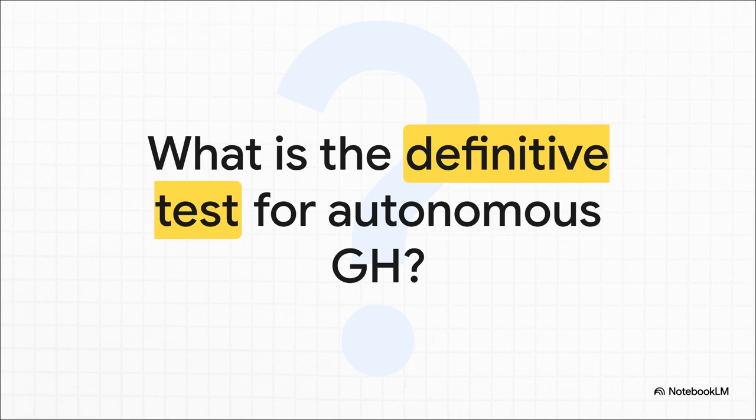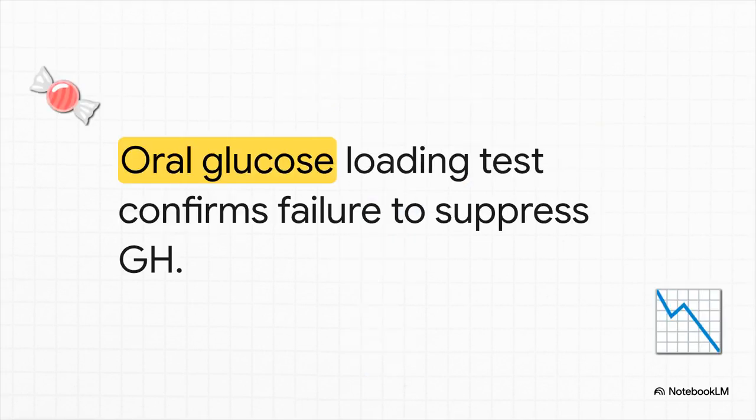Okay, so your screening tests come back highly elevated. But as excellent diagnosticians, you know we need to definitively prove that the pituitary tumor is acting autonomously, just completely ignoring the body's normal regulatory brakes. What is the definitive dynamic diagnostic test for autonomous GH production? It is the oral glucose loading test. Here is how it brilliantly leverages physiology against pathology.